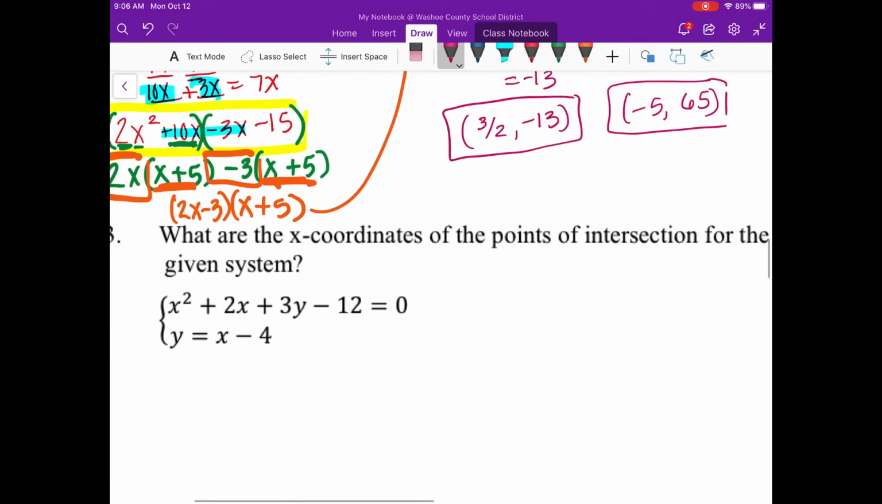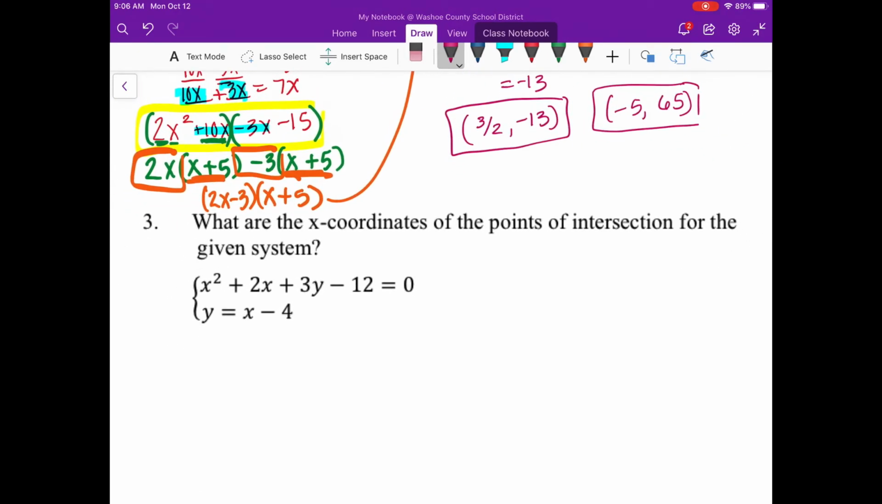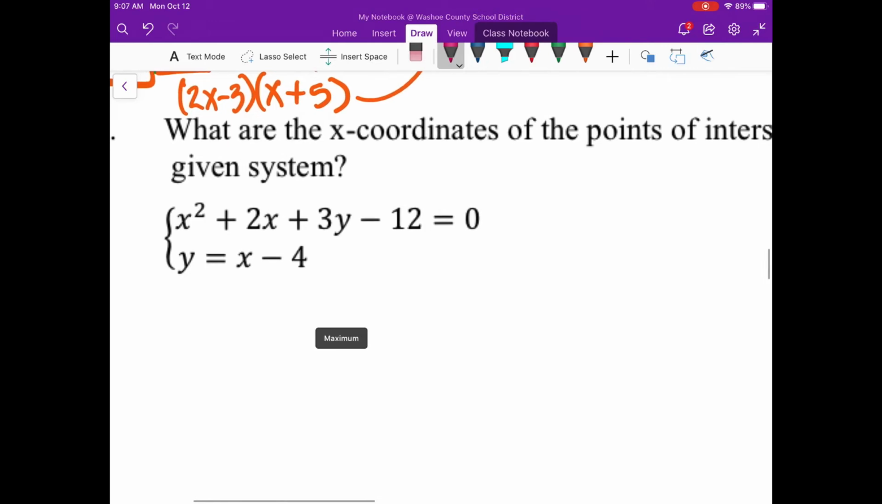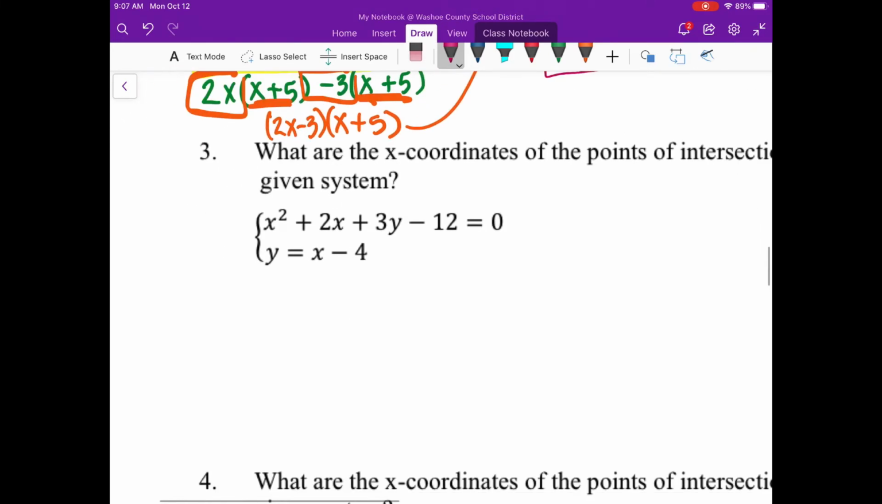All right, this last problem, number 3. So for the instructions, since you don't have this on your paper, just say, what are the x coordinates for the following? And here's the system that we have, and this one looks a little bit different, but thankfully it only wants the x coordinates, so I only have to find x. I don't have to go back and substitute it in for y. Okay, but let's look at what is happening here.